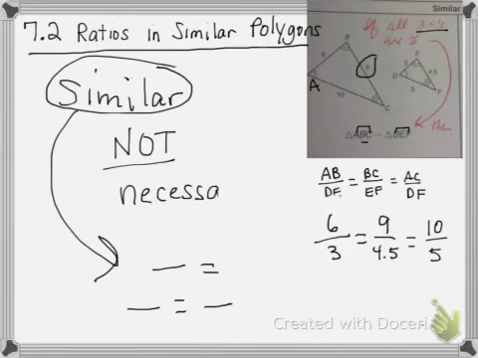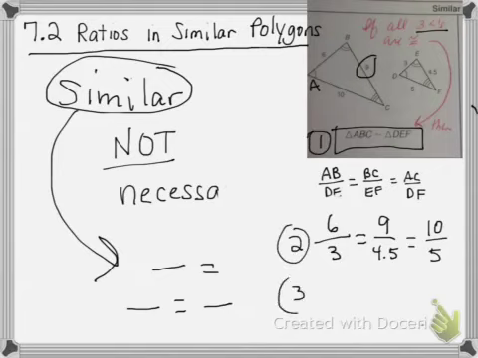So if I ask you to write a similarity ratio and similarity statement, the first thing you're going to do is put the letters in the correct order like they did here already for us. And then the second thing you're going to do is write out the ratios. And then the third thing is just to simplify each one of them. The ratio is 2:1. You can write it out however you want. And that's just me simplifying each of these fractions.